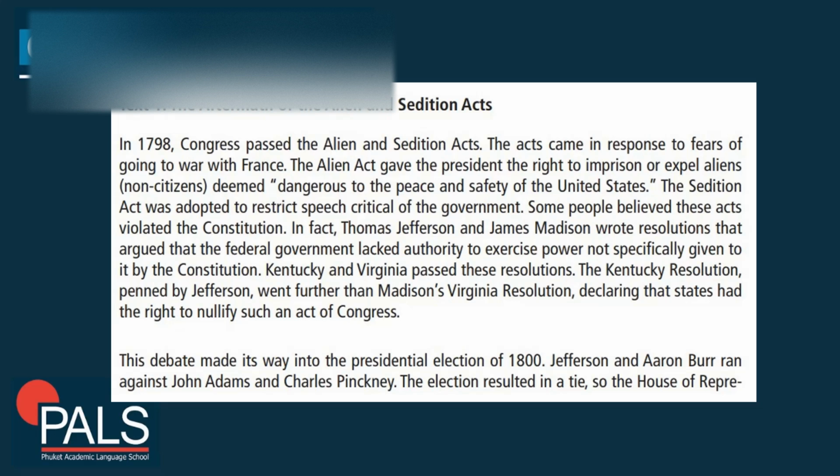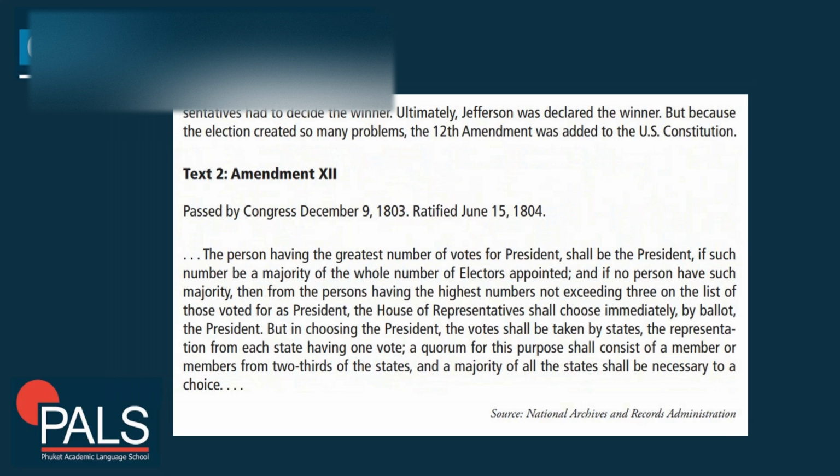Okay, rather large historical text. Go ahead, pause the video and read it. Now we're going to have a look at the second text. This one's also quite long.